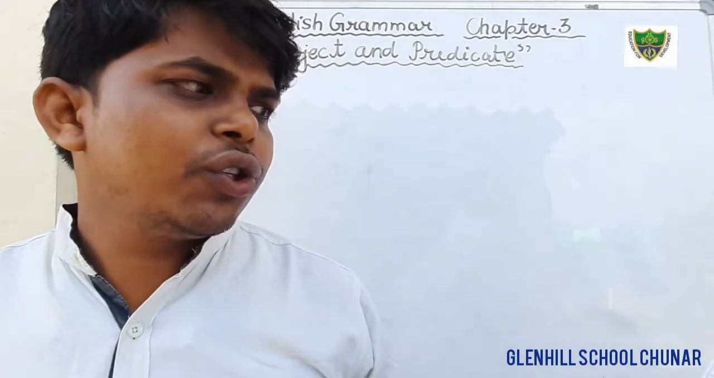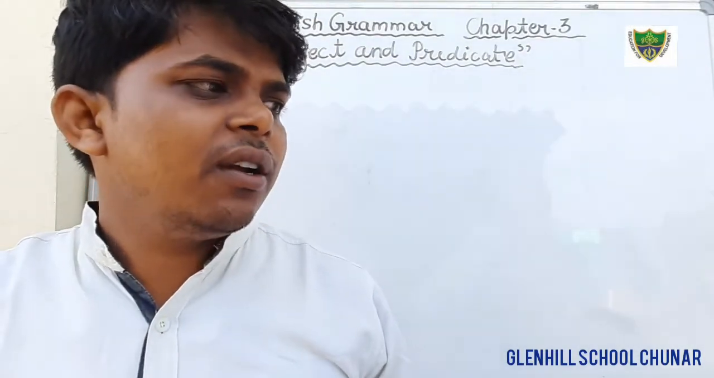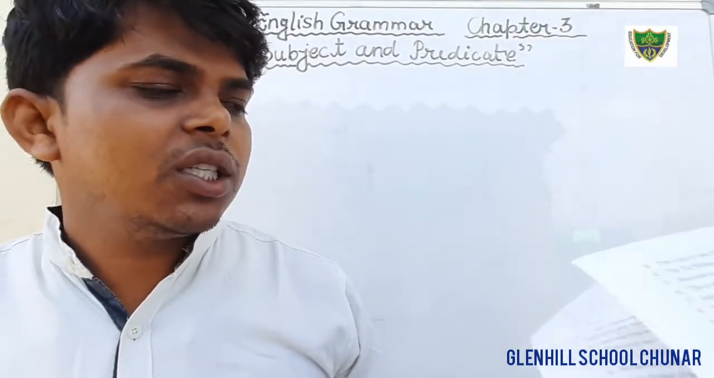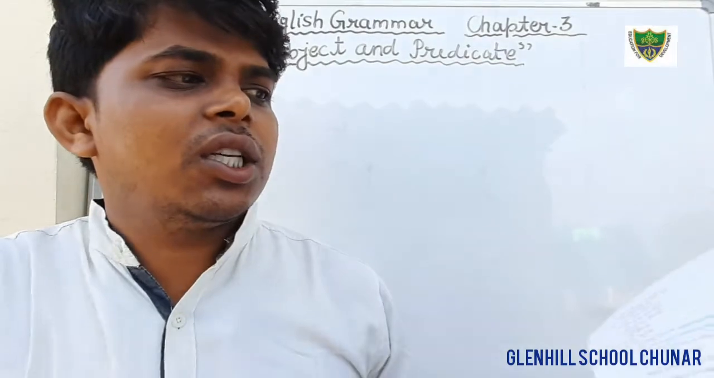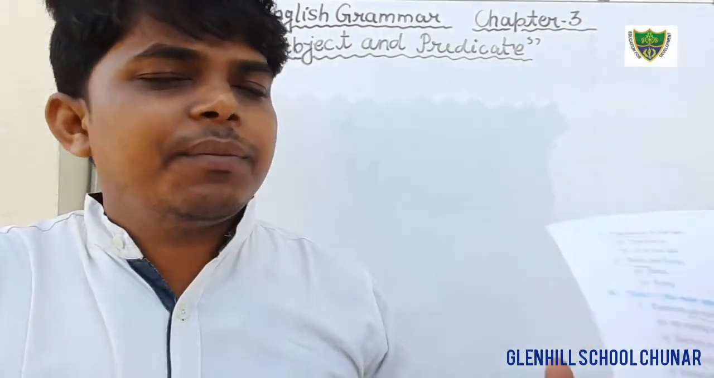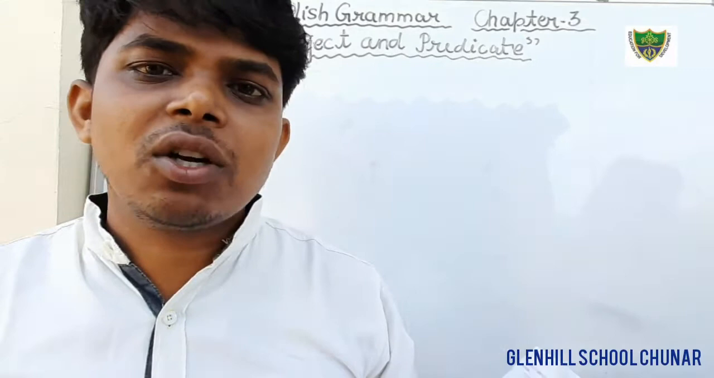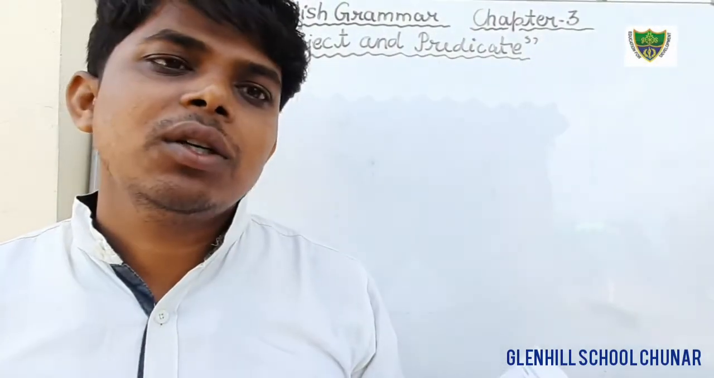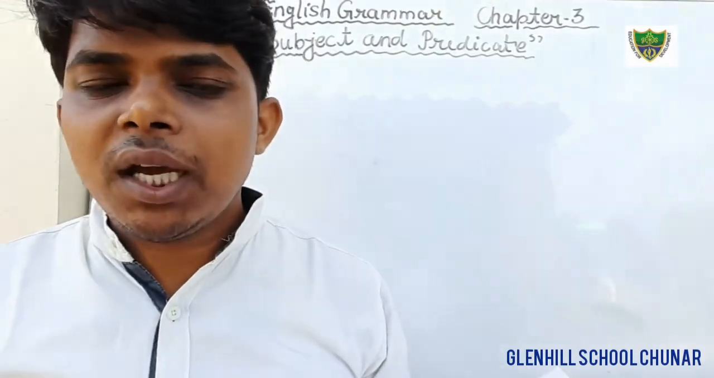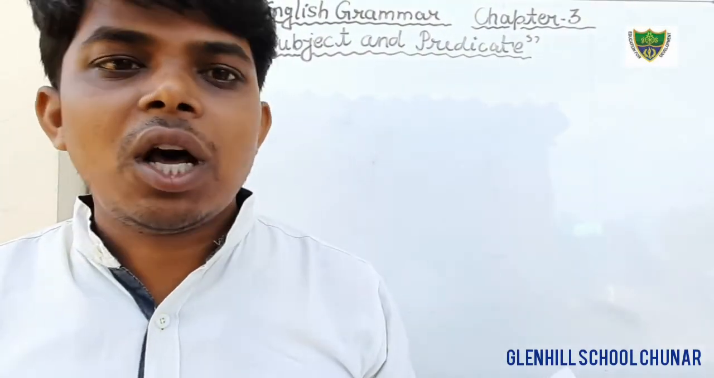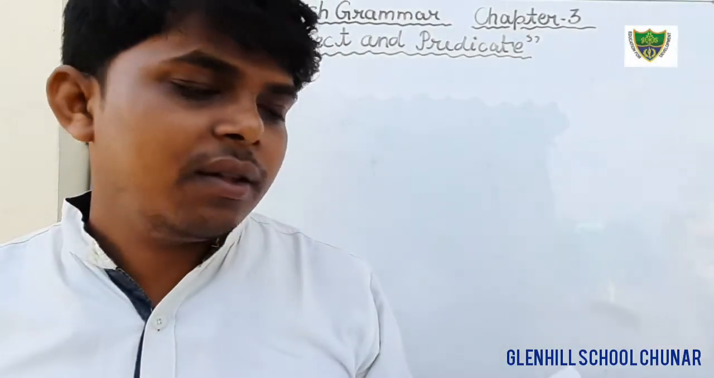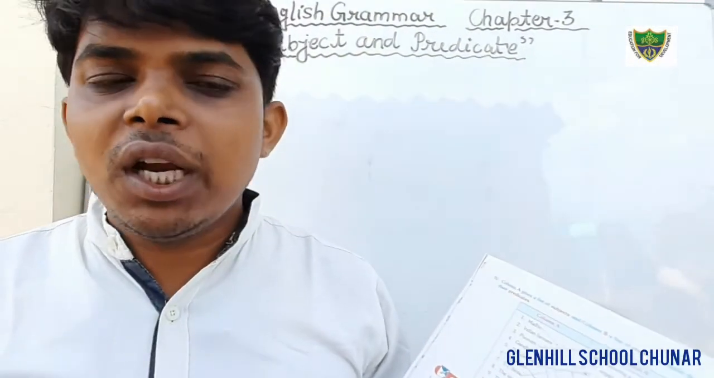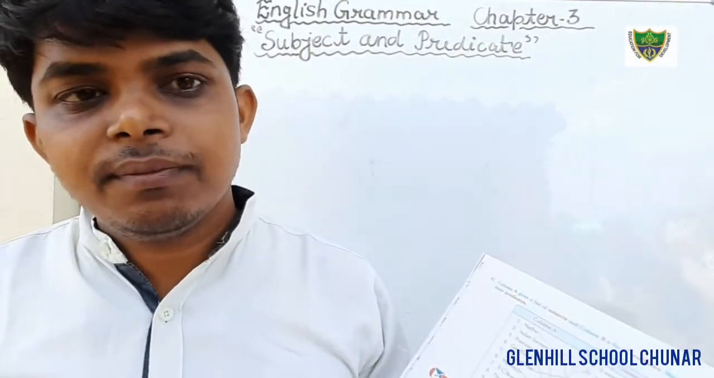In this question, in exercise number 4, it is given: column A gives the list of subjects and column B the list of predicates. Match the subject with the predicate. Dear students, this is match the column. You have to match the subject given in column A with the predicate given in column B. Here we have to select a subject with the predicate.